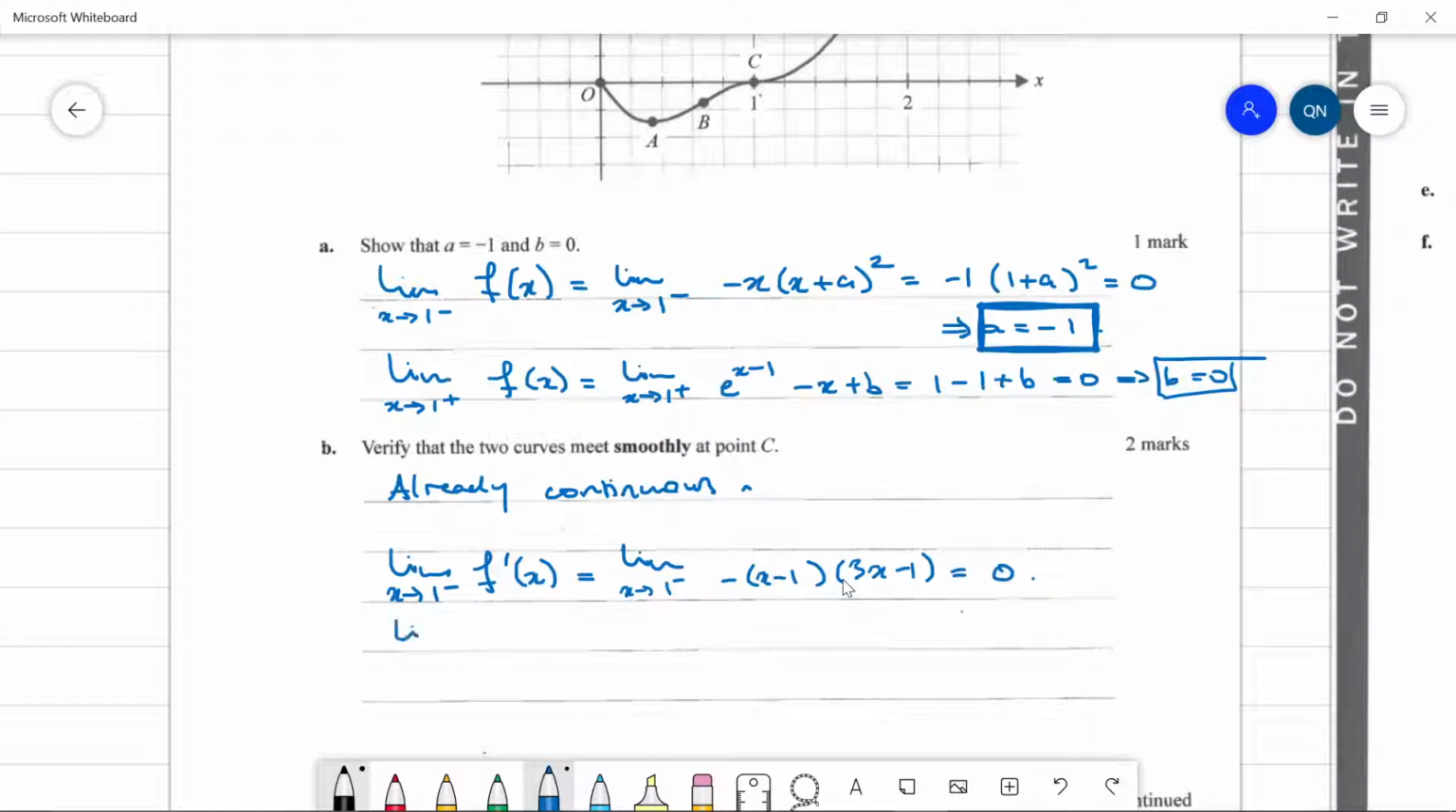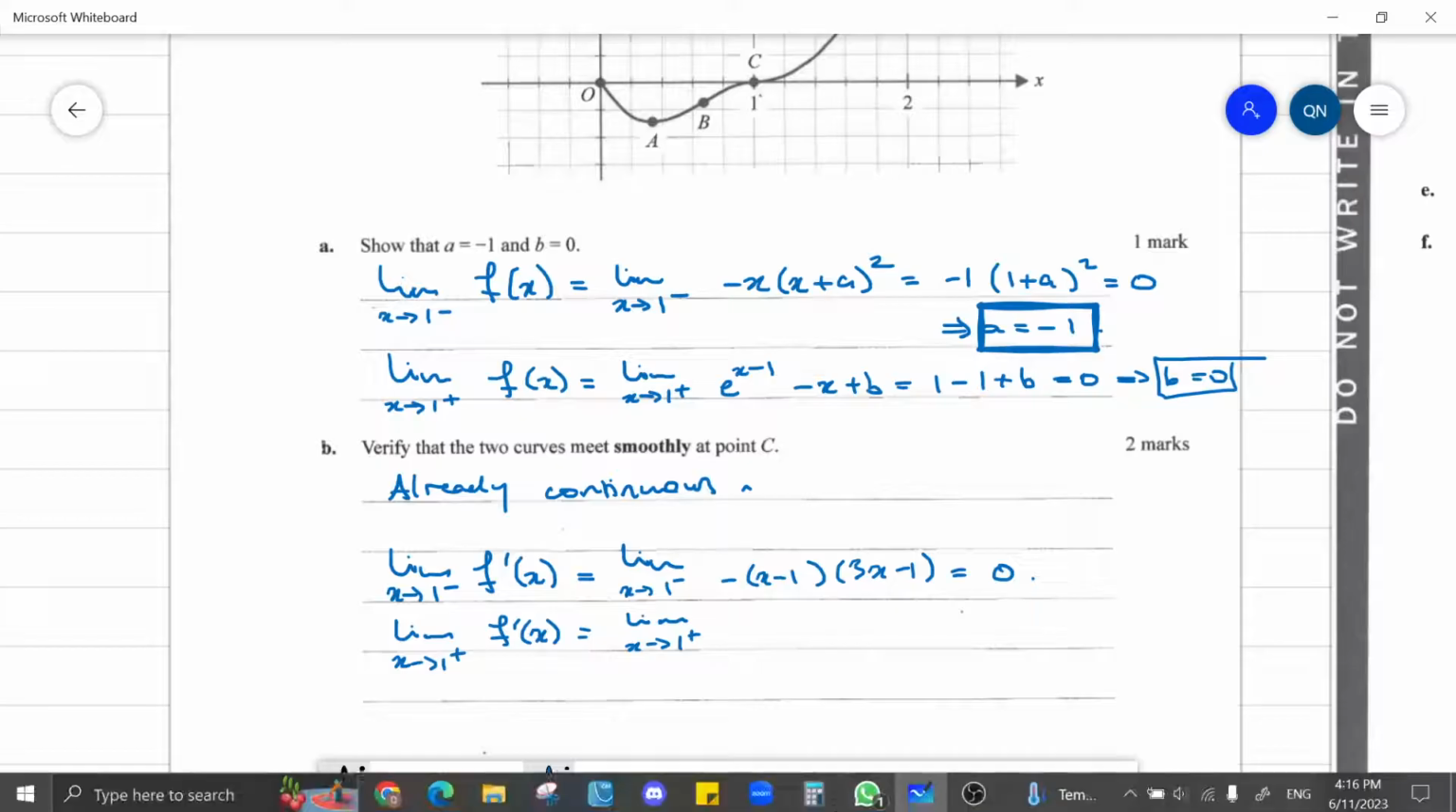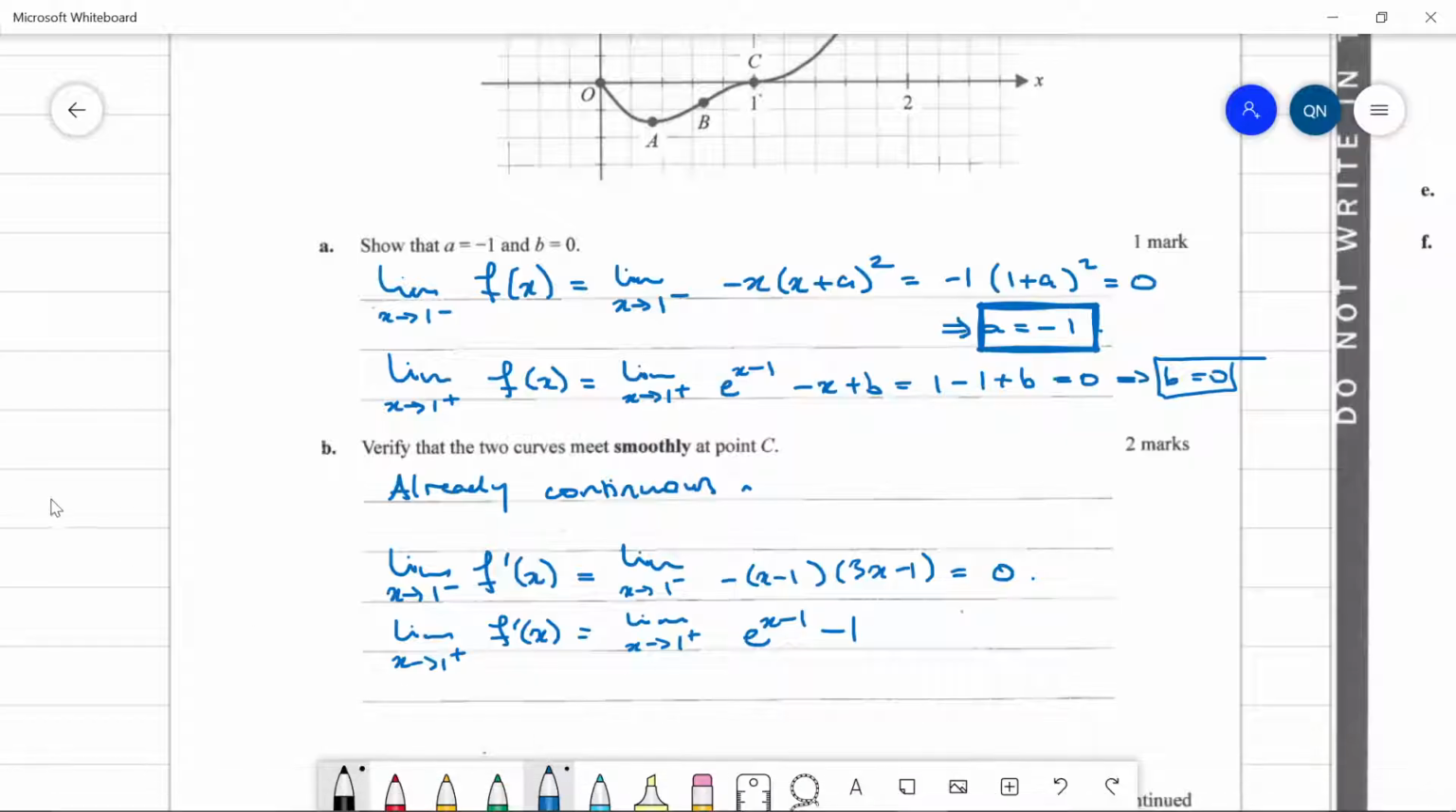And then we check the limits on the other side. So x approaches 1 from the positive side of f prime of x. What's the derivative of the exponential thing? Actually, we don't need to use the CAS for it. It's just going to be e to the x minus 1, minus 1. But what's that going to be? That's just going to be 0. So because the limits match, we have that it's a smooth point at C.